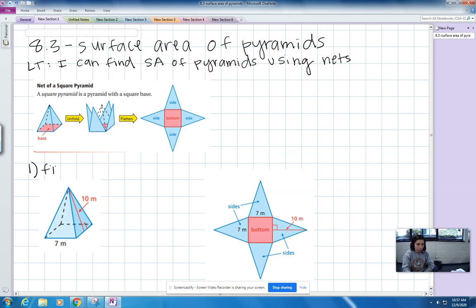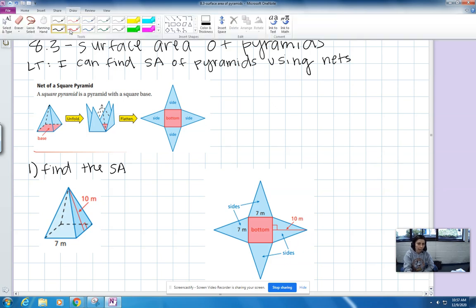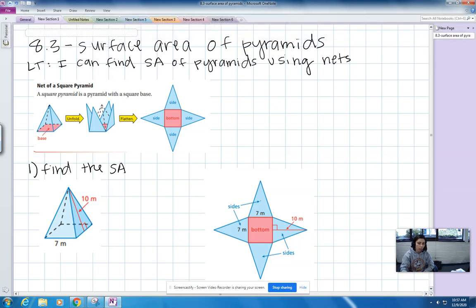So example 1, find the surface area. We have a square pyramid, a square on the bottom, these 4 triangles. If we unfold it, we have a square on the bottom and these 4 triangles surrounding it. All 4 of these triangles are the same. So let's find the area of all of these faces, the 4 triangles and the square, and then add them all up. The 4 triangles are all in blue because they have the same base and height. So once we find the area of one of them, we know the area of all of them.